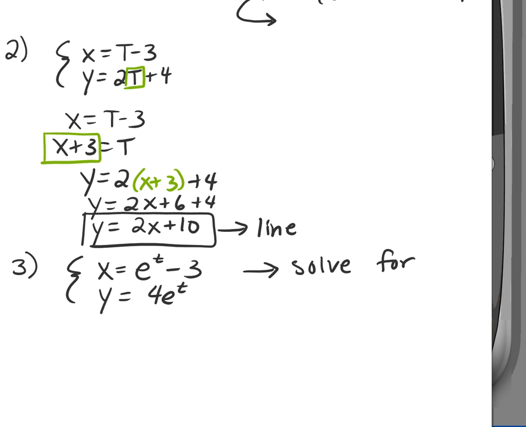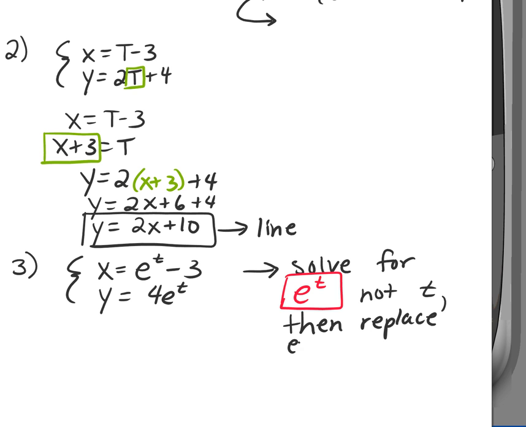If you think back to our exponential unit, in order to get that variable out of the exponent, we would need logarithms. And we don't really want to have to do that here. So you can actually solve for e to the t because they have that in common. So you don't have to just solve for a variable. It's just something that you can use to do your replacing. So we're going to solve for e to the t, then replace the entire e to the t with the result.